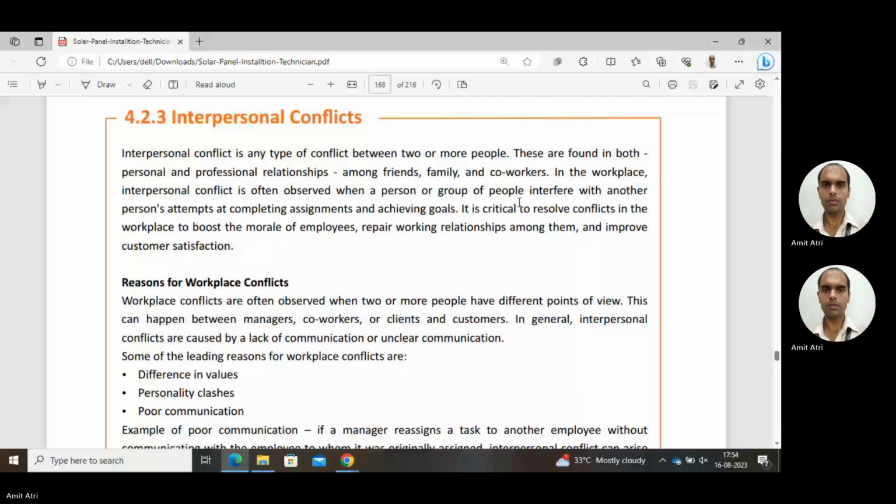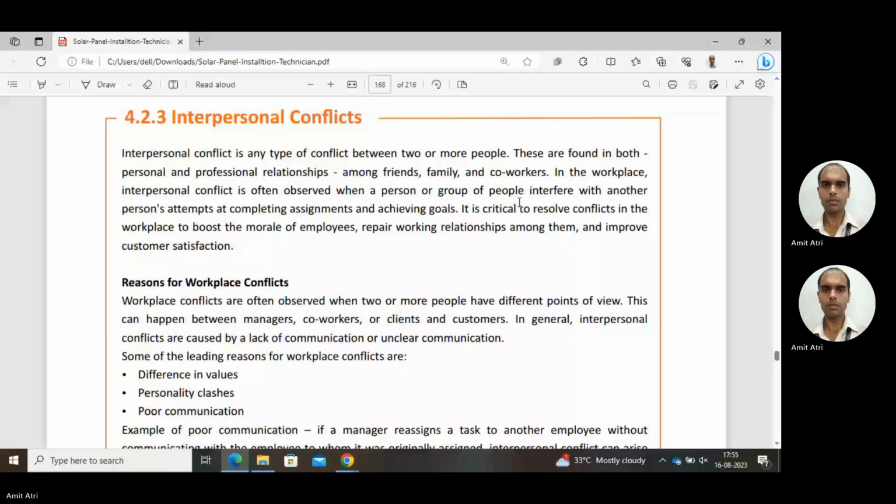So in general, interpersonal conflicts are caused by a lack of communication or unclear communication. So this is another reason, lack of communication or communication that is not clear. Some of the leading reasons for workplace conflicts are difference in values, personality clashes, and poor communication. Here is an example of a poor communication case.